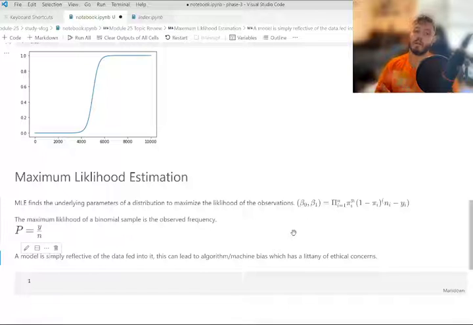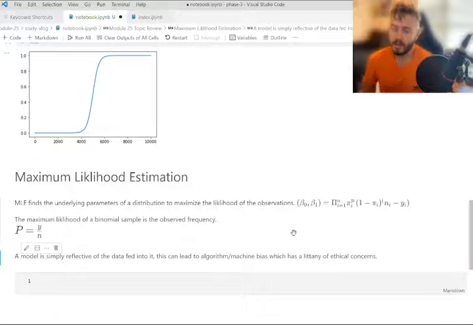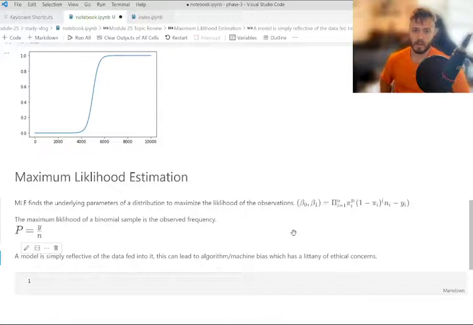All that to say that a model and its output is simply reflective of the data that is fed into it, right? When you're talking about just heads and tails on a coin toss, that might not seem like a big issue. However, there can be some pretty serious ethical concerns that come up when you're dealing with machine learning in the real world.